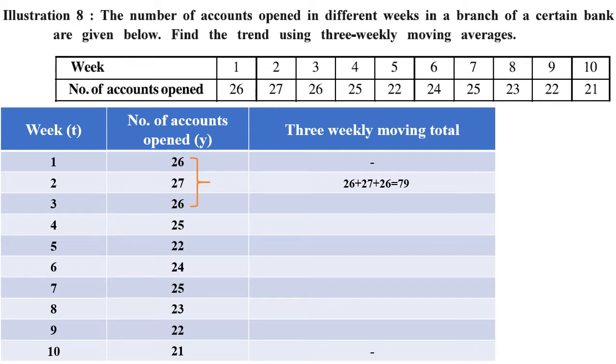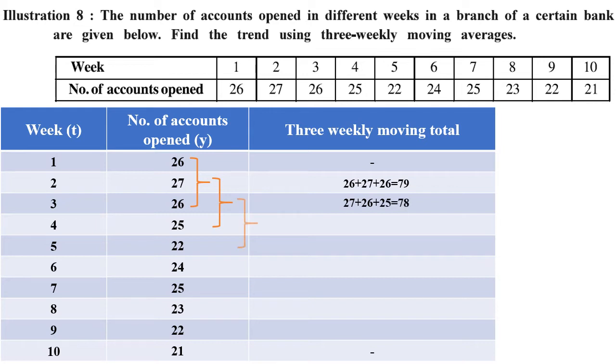Okay, so that's the total of the first 3. Now we will skip the first 26 and then we will add the next 25 like this. We will move forward with one value. So the next 3 values will be 27, 26 and 25. The total here will be 78.